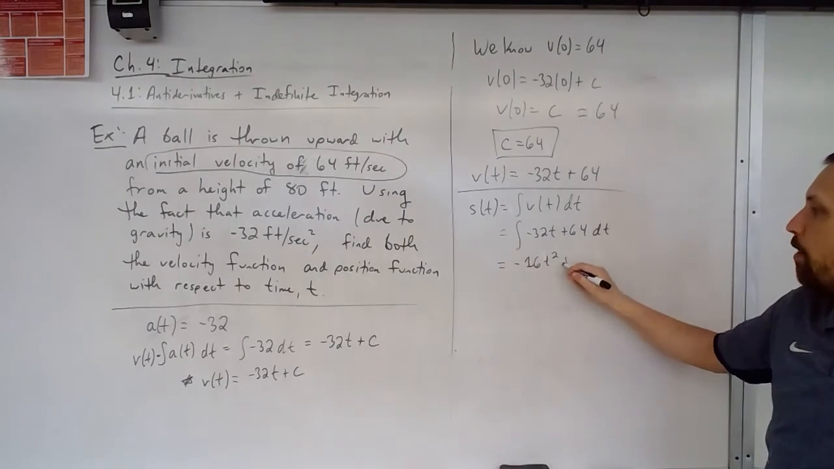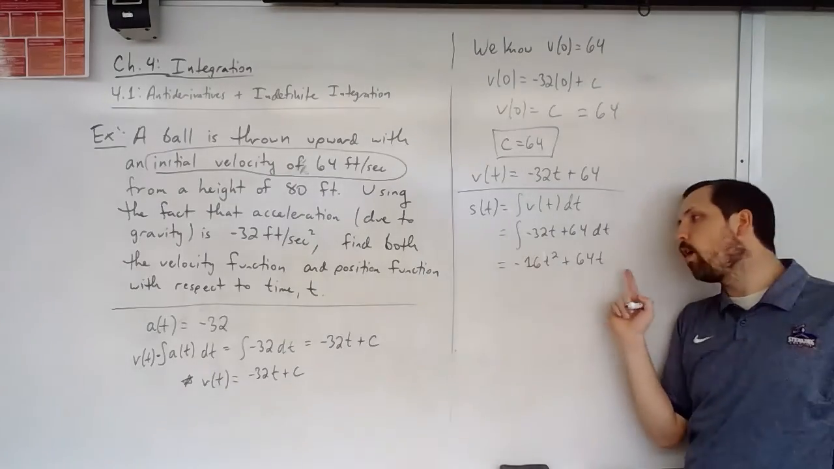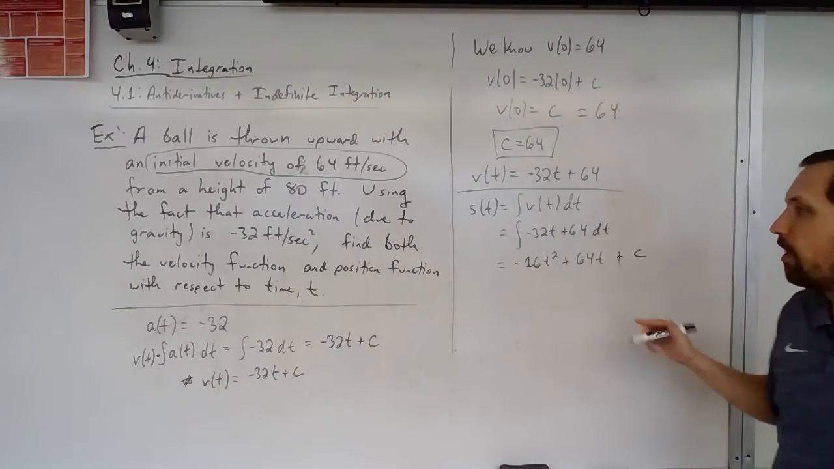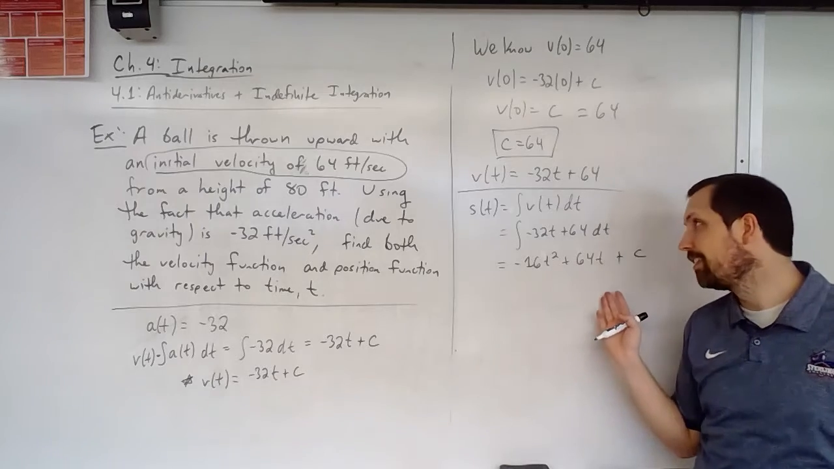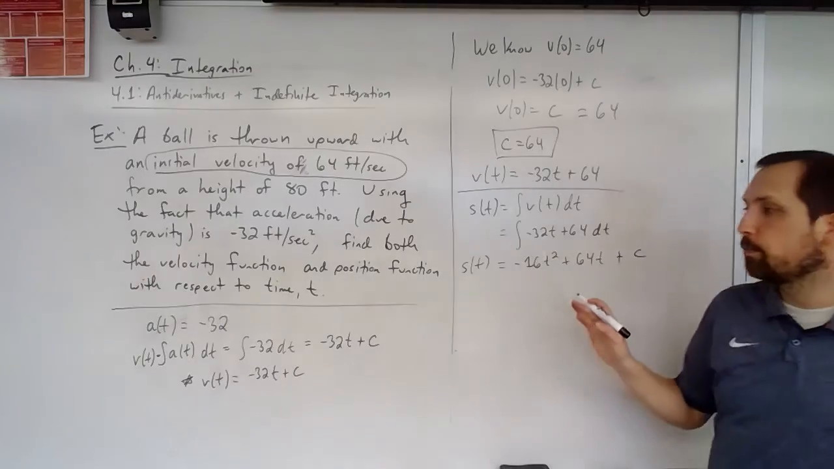Do the same thing here now. I add 1 to the power of t, so I have just a t to the first, divided by 1, I get this. But now I also have plus a constant again. So this is my position function, given by this.